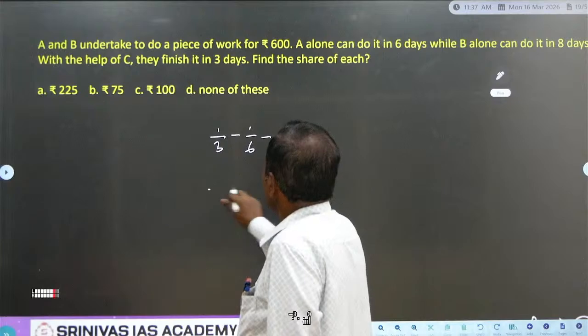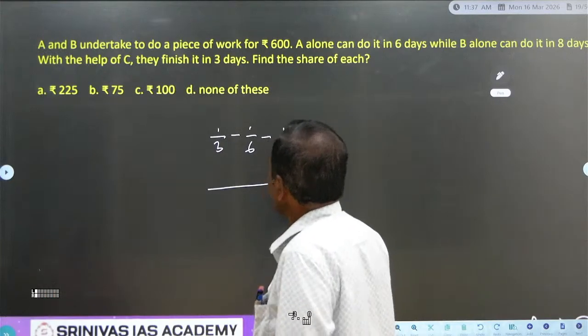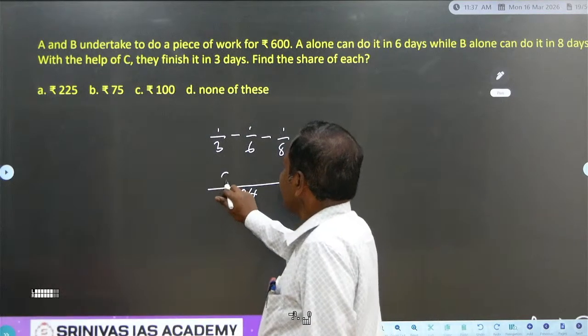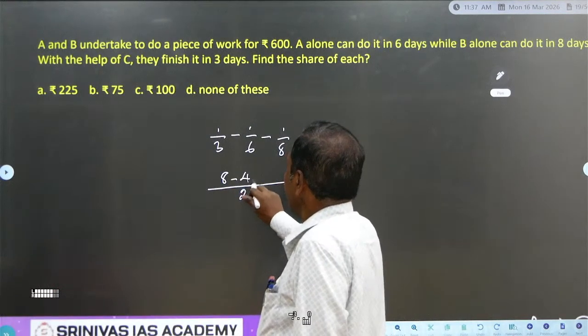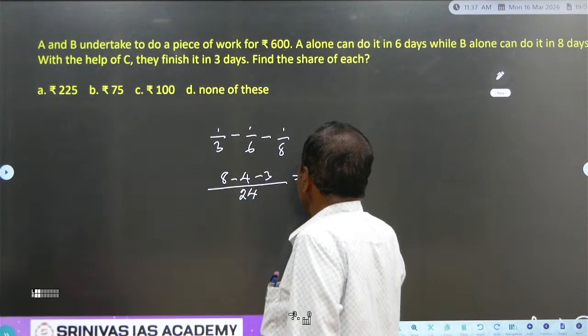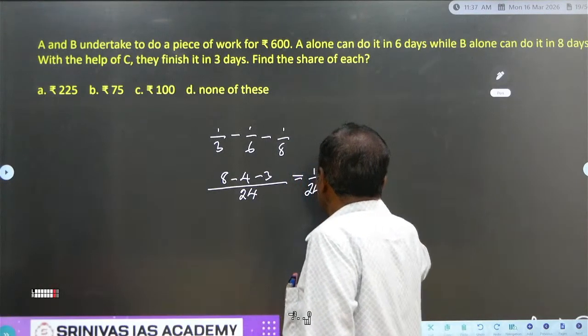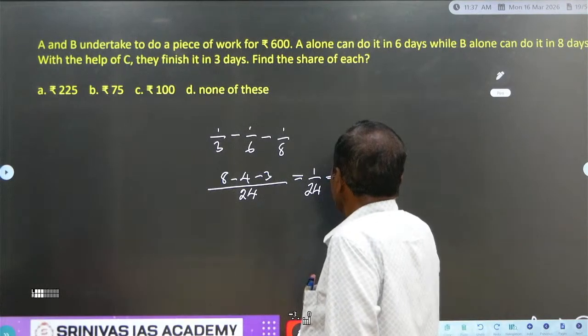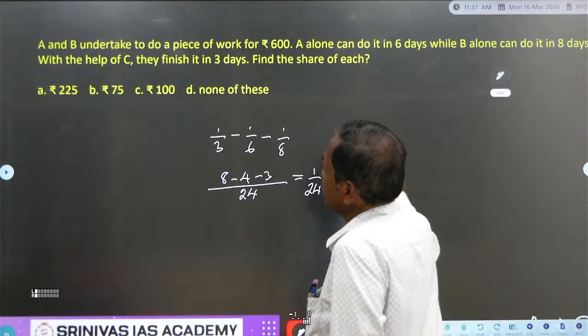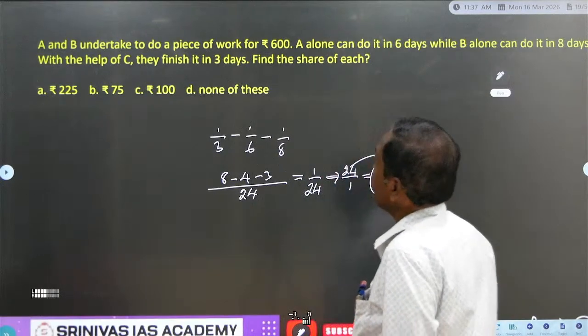Right. What is the LCM of this thing? 24 is the LCM. 8 minus 4 minus 3. 4 minus 3, 1 by 24. 24 by 1. It means equals 24 days. But money is given there.